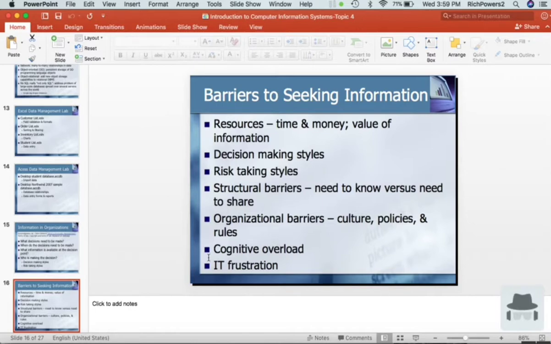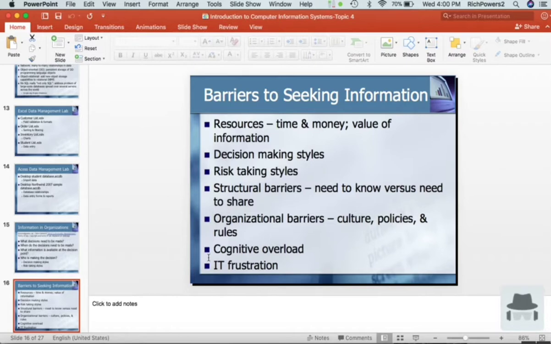Organizational barriers: culture, policies, and rules. Especially as organizations get larger, as they become more diverse and decision making becomes more distributed through the organization, the ability to gather the right information at the right time to make a decision becomes much more challenging. Sometimes information that one side of an organization needs is derived from a whole other side of the organization. So gathering and communicating that becomes a big issue.